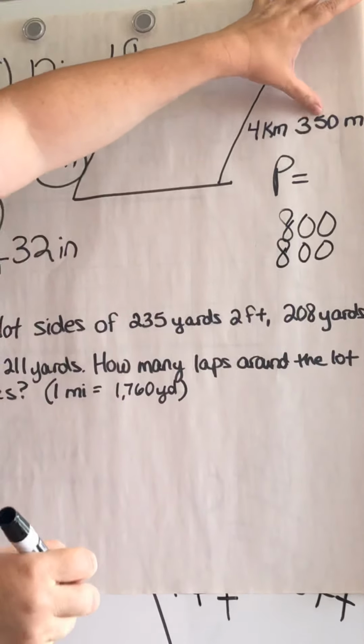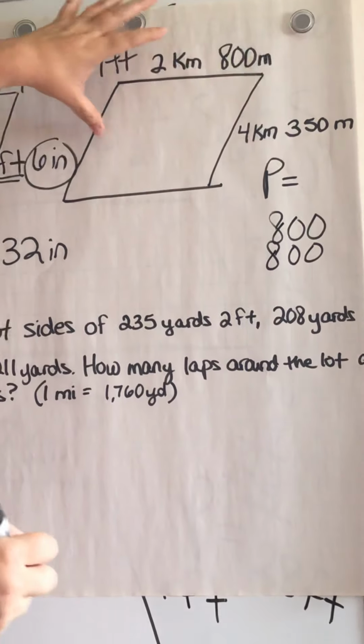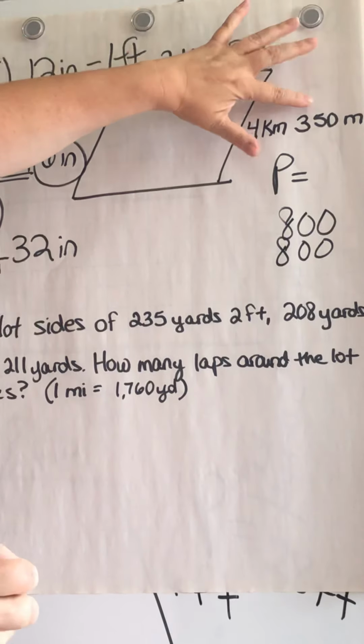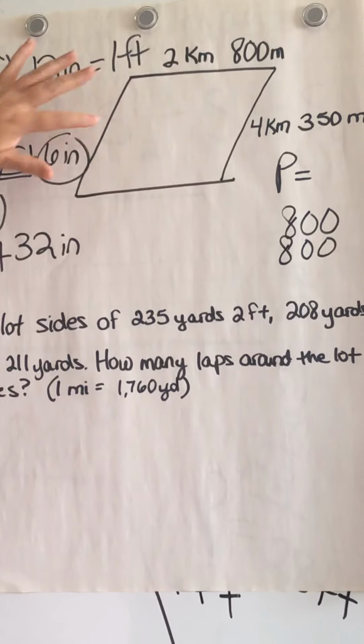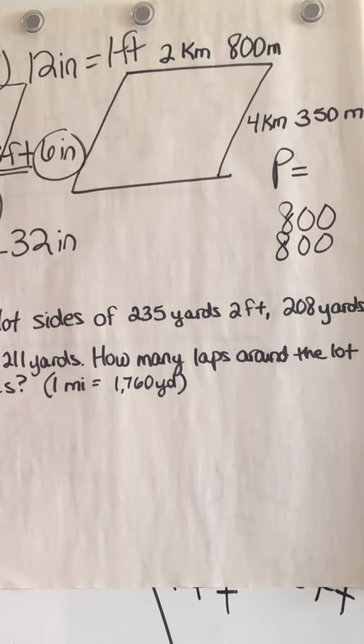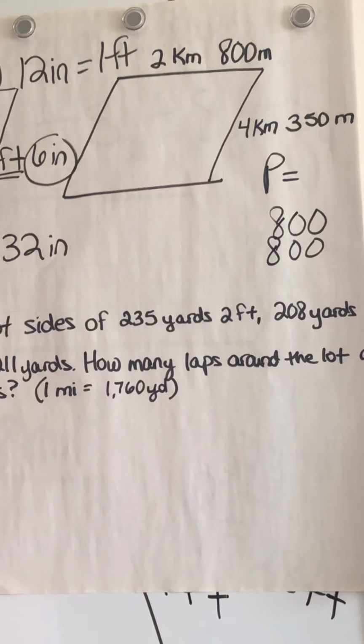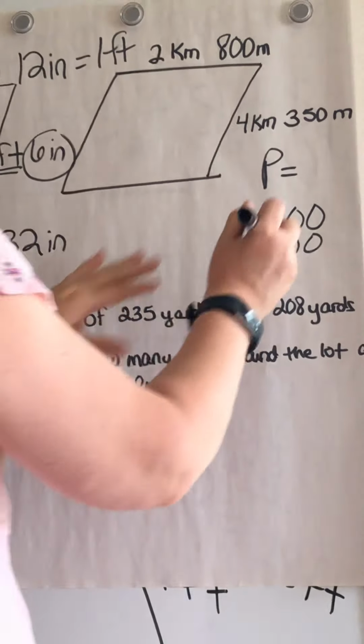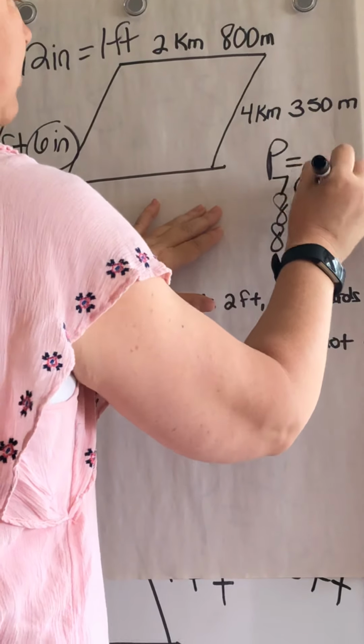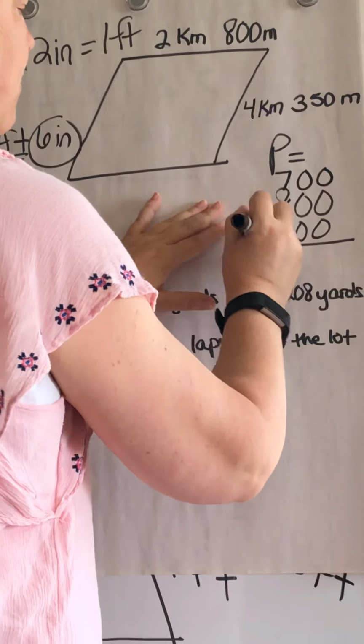Then we have 350 here, and we have 350 over here. So it's 350 plus 350. Well, that should be 700. If you add those two together, add everything up.